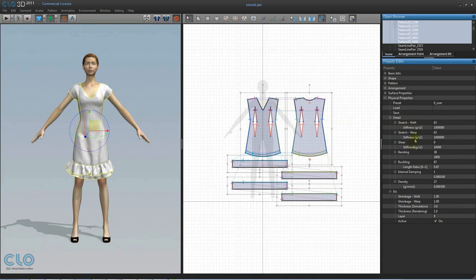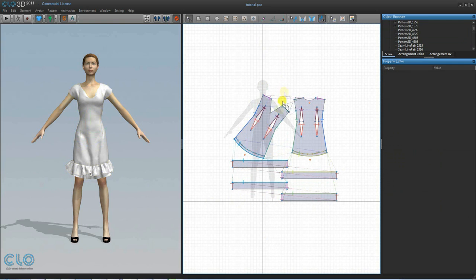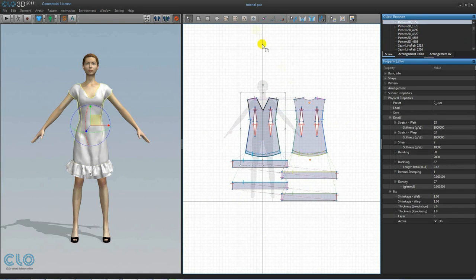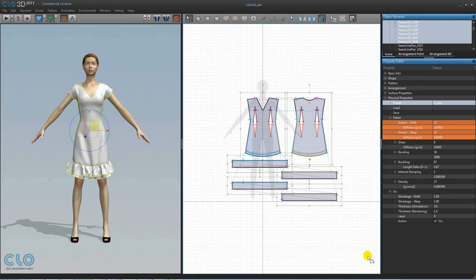Keep in mind that each of these properties are measured in relation to the position of the patterns in the 2D pattern window, so make sure that your grain lines are aligned with the vertical axis of the 2D pattern window.